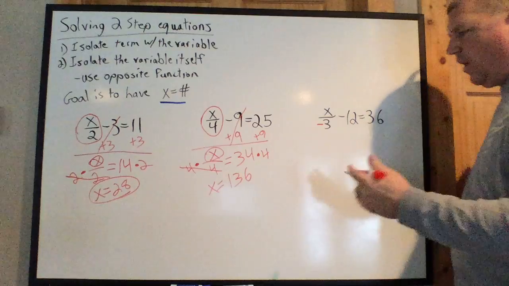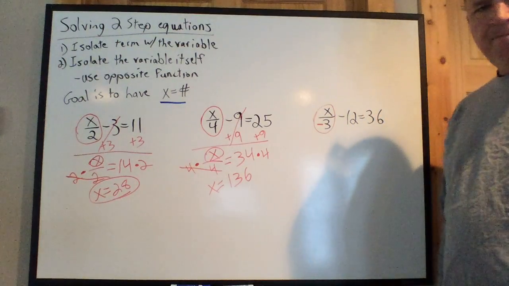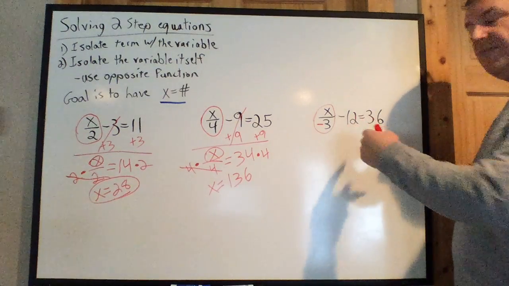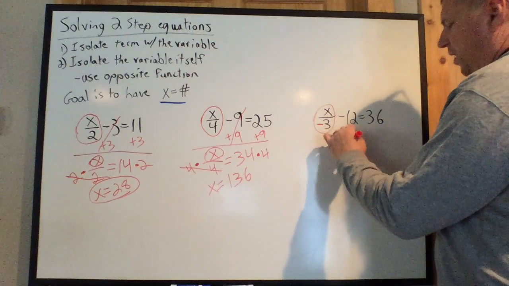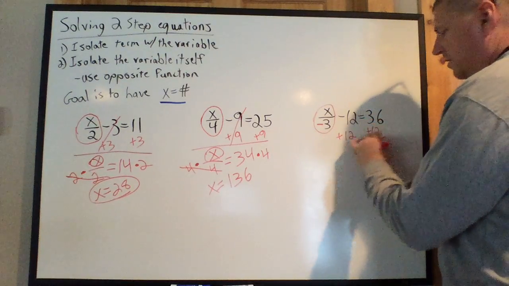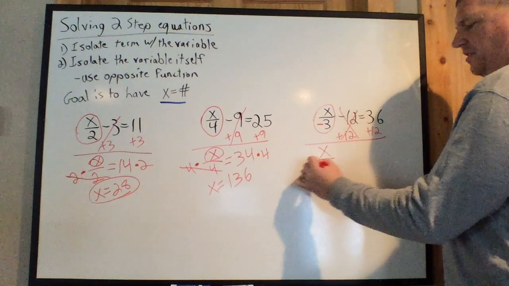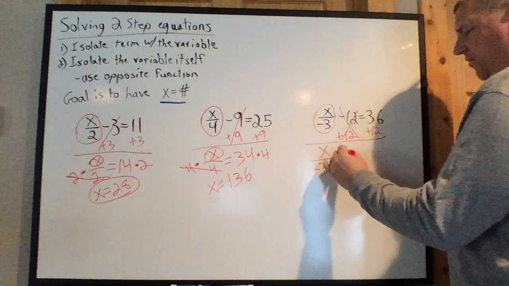So here is my term that has the variable in it, x divided by negative 3. It is being subtracted by 12. How do I undo subtract 12? I'm going to add 12. Add 12 to both sides. The 12's will cancel out. X divided by negative 3 equals 36 plus 12, which is 48.